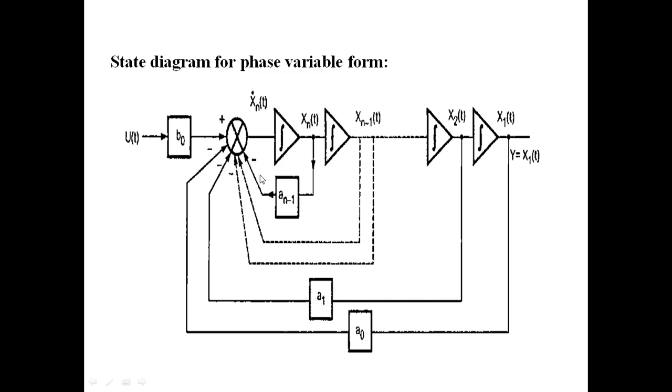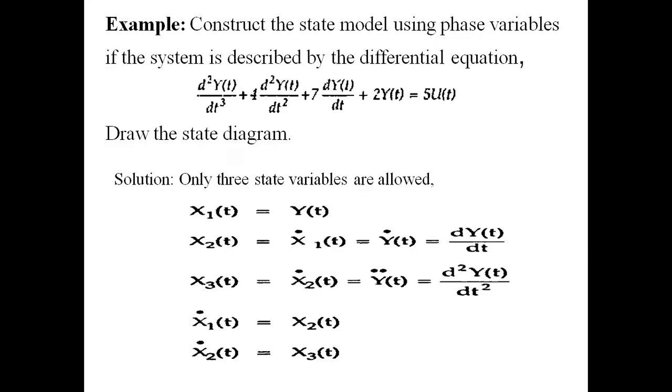So let's see one example based on this. Construct the state model using phase variables if the system is described by the differential equation, that is d cube y of t divided by dt cube plus 4 into d square y of t divided by dt square plus 7 into dy of t divided by dt plus 2y of t, which is equal to 5 into u of t. Draw the state diagram for this.